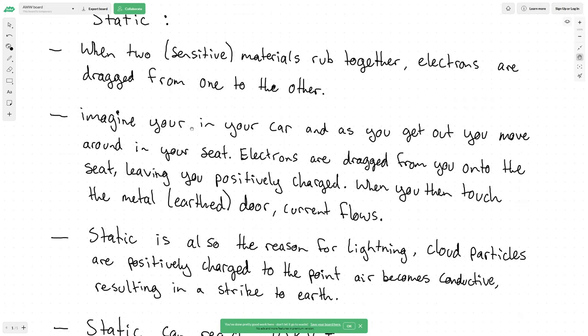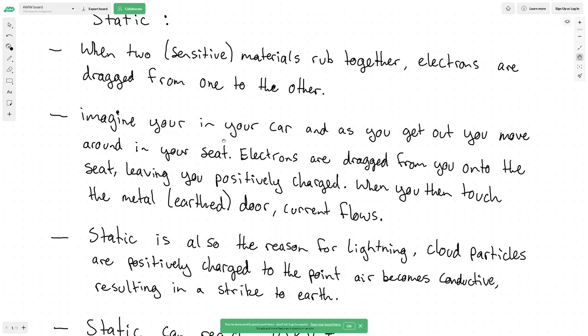So I put an example here. So imagine you're in your car, and you're about to get out of your car, you start moving around your seat a little bit. Maybe you're getting stuff out of the passenger seat or something like that. Basically, you can have static happen there. So electrons could be dragged from you onto the seat, which leaves you positively charged.